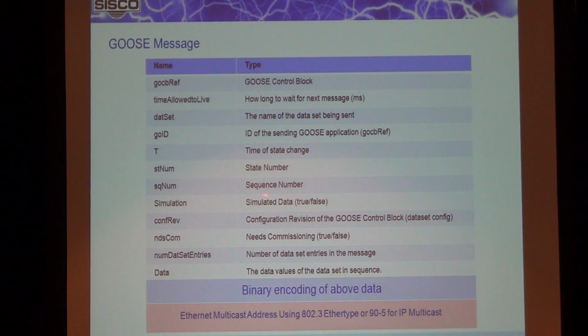We get a state number and a sequence number, and I'll show you this in a little bit. The revision, the configuration revision, tells you if the organization of the data that's being transmitted changed, how many entries there are, and then the data. We take that data, put it in a binary packet, and send it out over Ethernet.